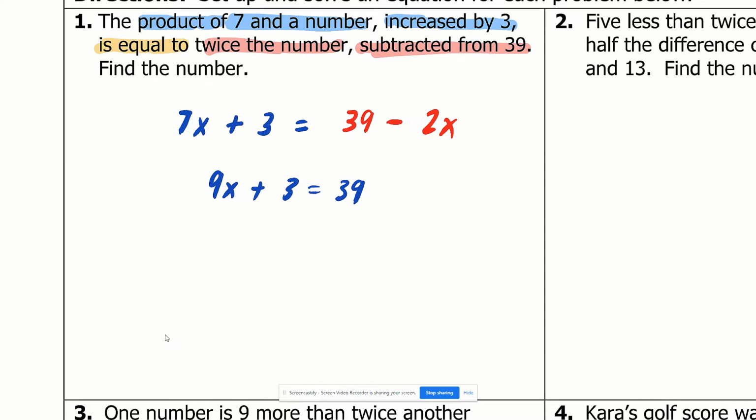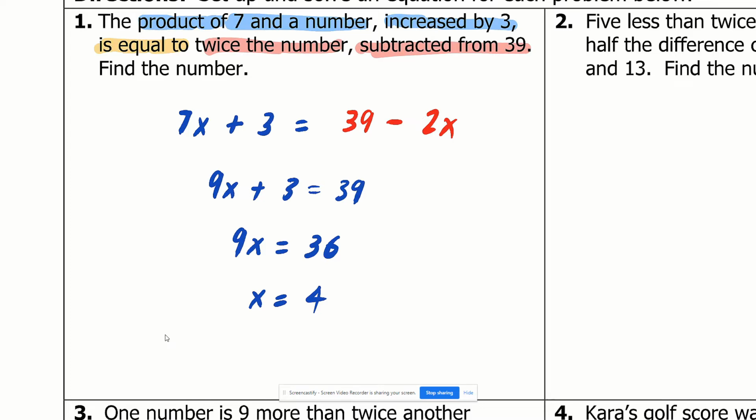What comes next? We're going to subtract 3. Guys, what's 39 minus 3? And then lastly, divide by 9. And 36 divided by 9 is? So x equals 4. And that's it. We wrote the equation. We solved the equation. Okay? Questions? Okay, let's keep on moving along.